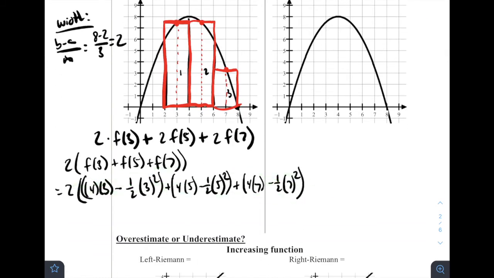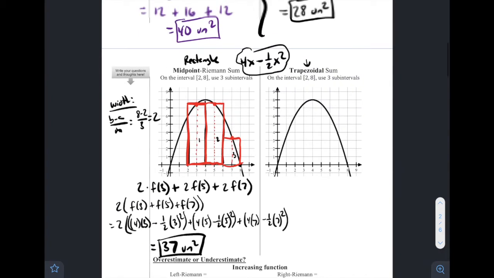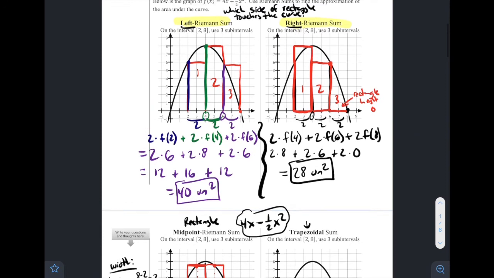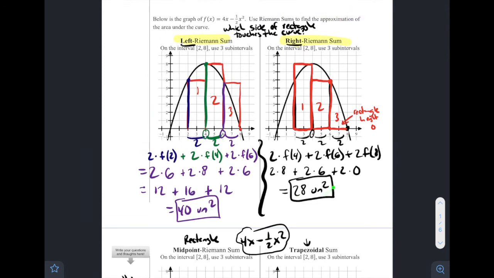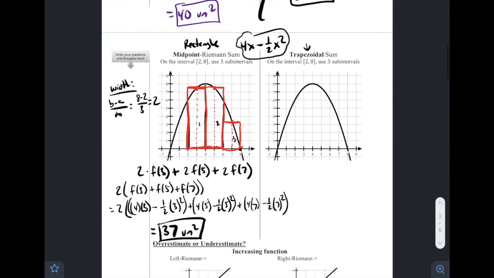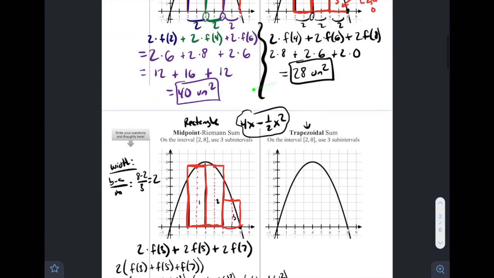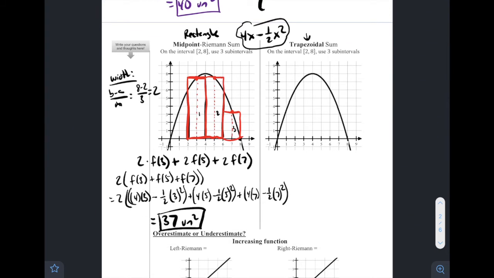So if I have a calculator, I would use it. If it's a no calculator section, I would obviously do this by hand. But altogether for this problem, you end up getting 37 as that estimate, 37 units squared. So for this estimate, interesting here, we had 40 units squared when we did left, we did 28 when we did right, and now we're at 37 for the midpoint. You might think that the midpoint was exactly between the left and the right, but it actually is not the case. And that's interesting to think about.